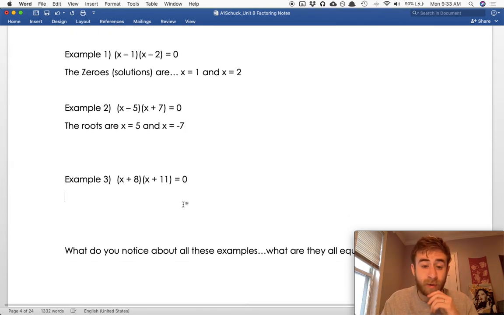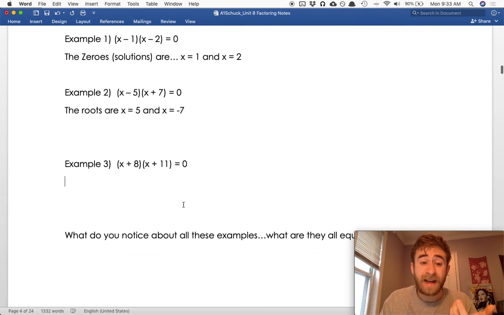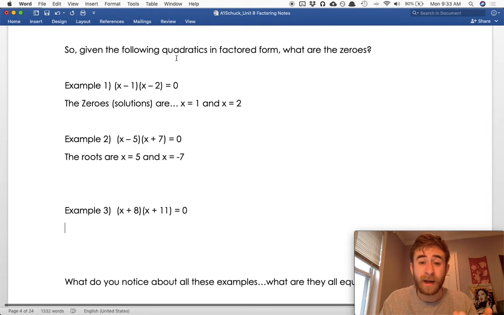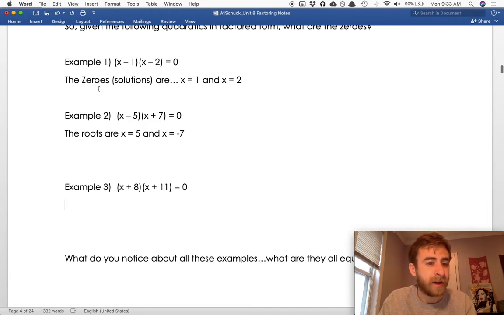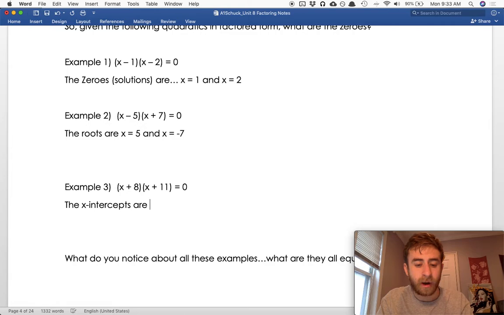Let's look at this third example over here. x plus 8, x plus 11, and I want to find what are the zeros. And let me see, I already used zeros, roots, solutions. I'll say the x-intercepts are x equals -8 and x equals -11.